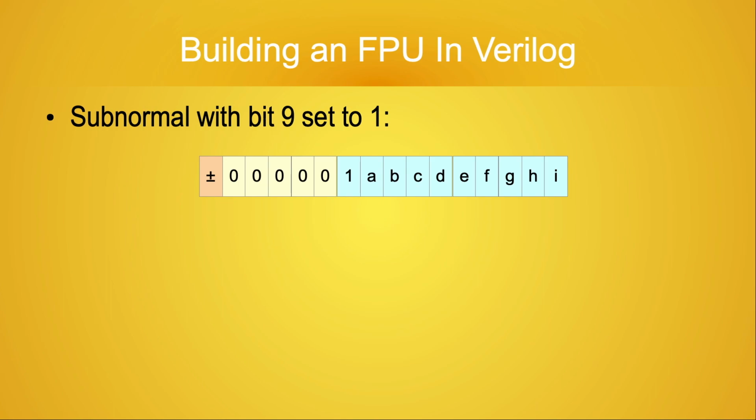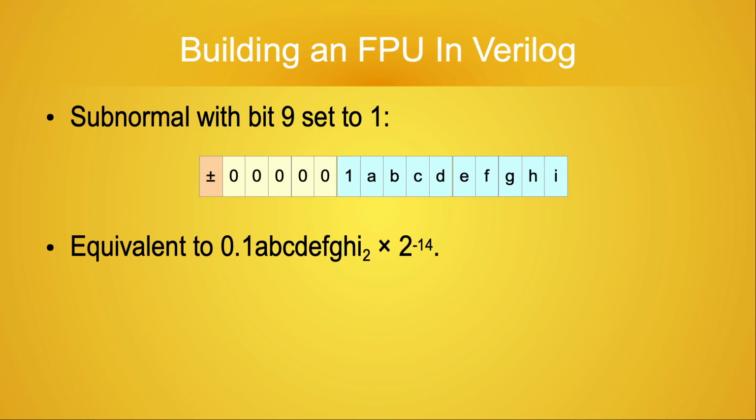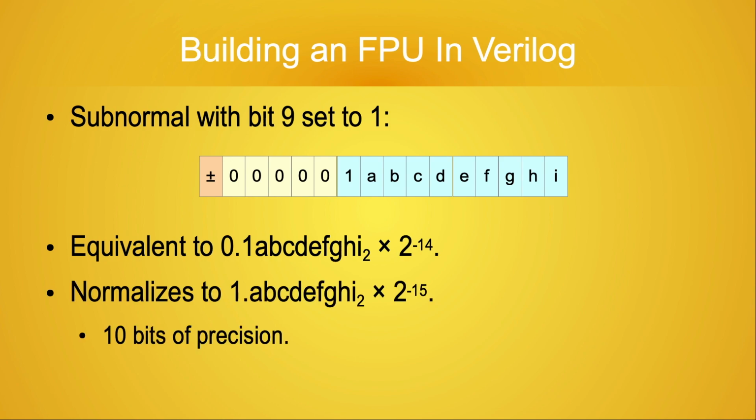Now let's look at a subnormal number which has bit 9 of the significand set to 1. I'll leave the remaining bits of the significand unspecified because they have no impact on the mechanics of subnormal numbers. This number represents 0.1ABCDEFGHI times 2 to the minus 14th power, where the digits A, B, C, etc. are arbitrarily set either to 0 or to 1. This number doesn't have any non-zero digits to the left of the binary point. We fix this by moving the binary point one place to the right, and we adjust the exponent by subtracting 1. So this number represents 1.ABCDEFGHI times 2 to the minus 15th power.